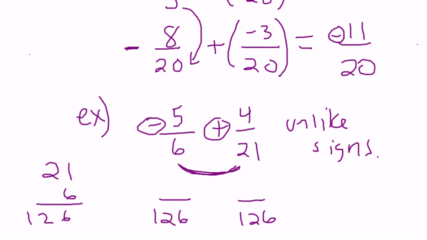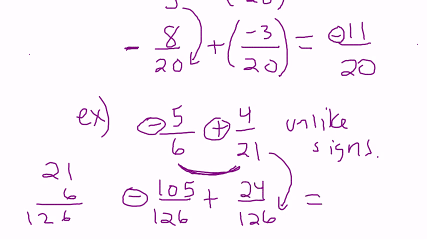So 6 goes into 126, obviously 21 times. 21 times 5 is 105. Okay, we'll keep the negative sign, plus sign. 21 into 126, obviously, to get from 21 to 126, you have to multiply by 6. So 4 times 6 is 24. Now, luckily with fractions, you can kind of think about going straight across. -105 plus 24.